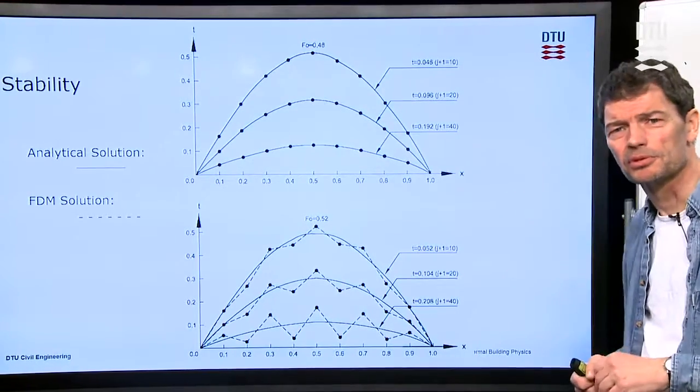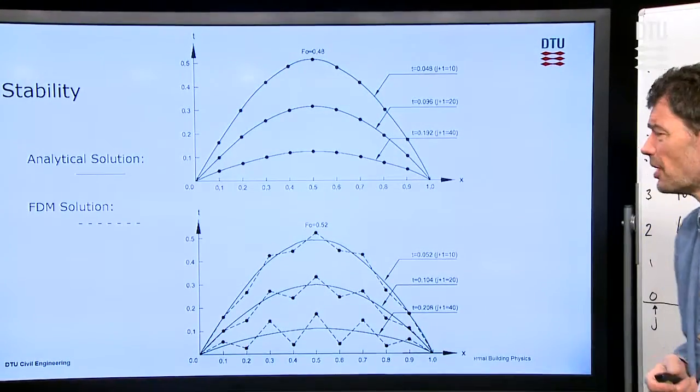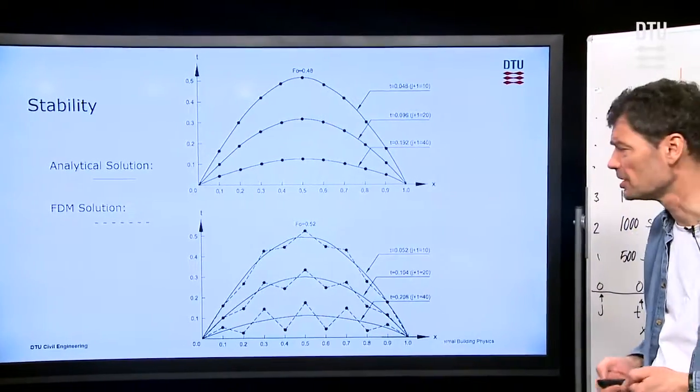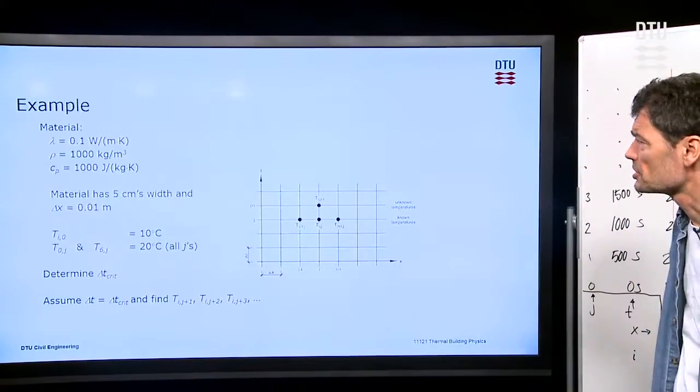In the example I'll show you soon, you can try to change the Fourier number, and then you see what it really means with instability. You sometimes get very absurd oscillations in the results.